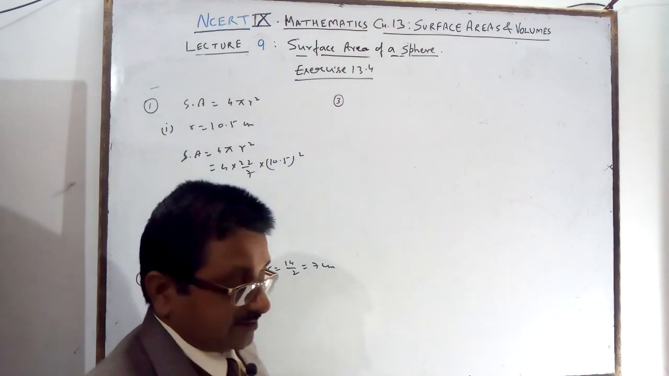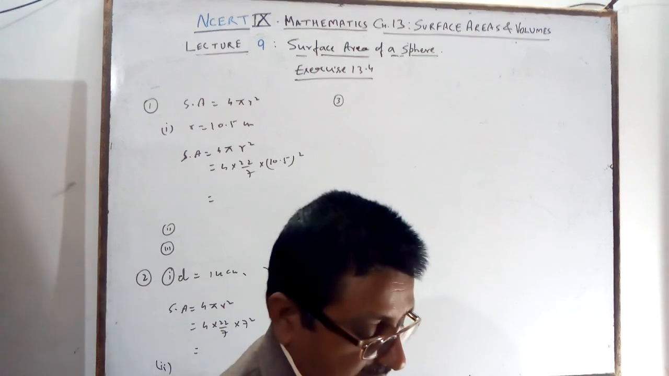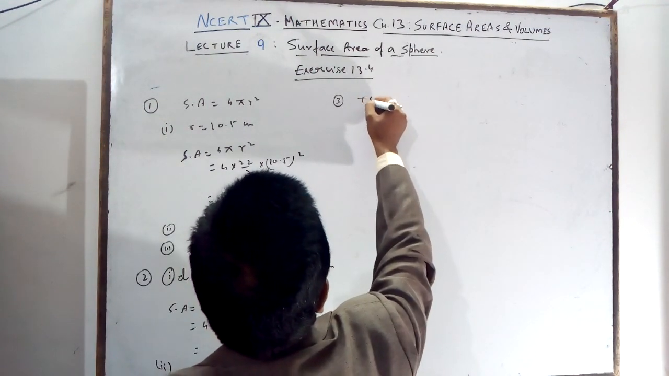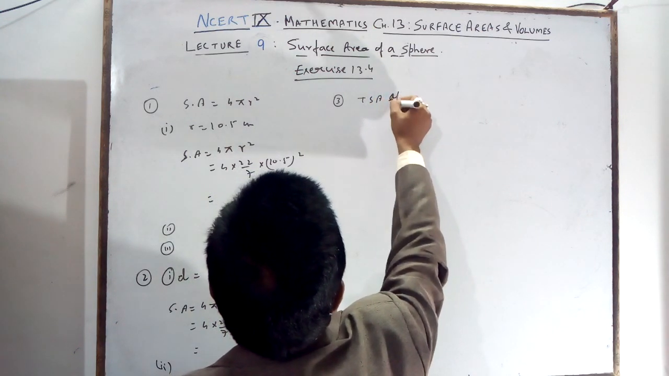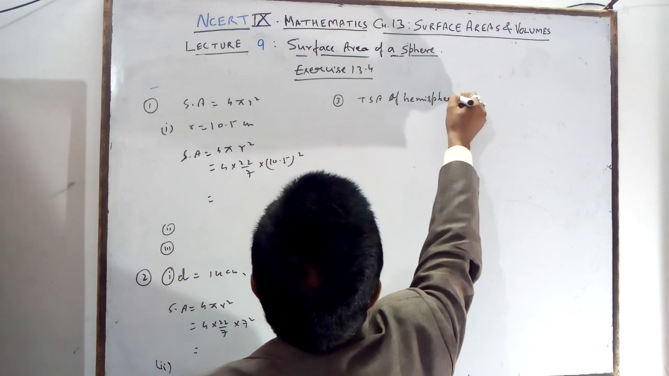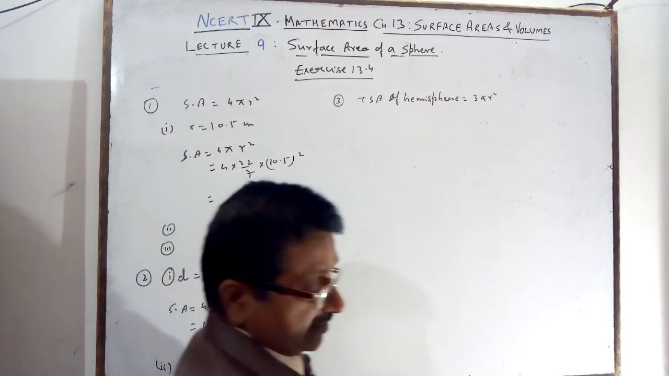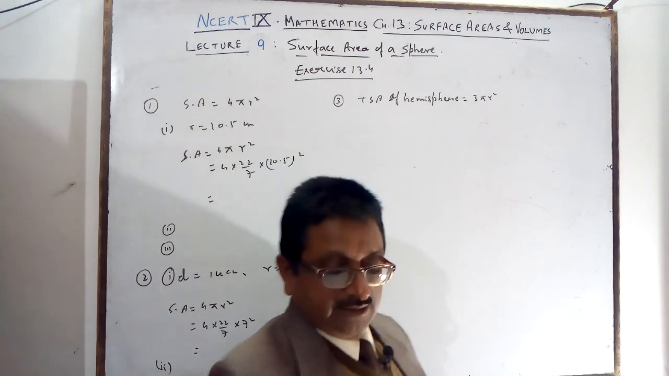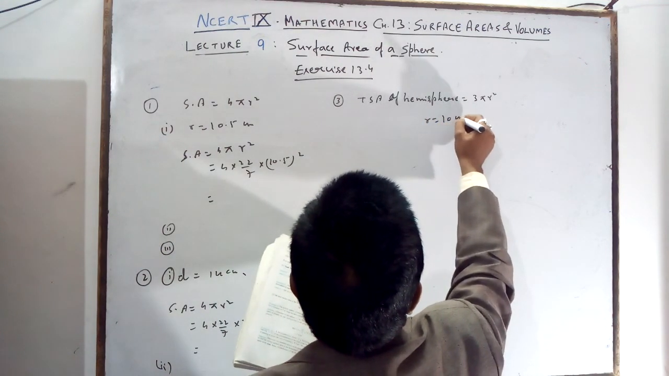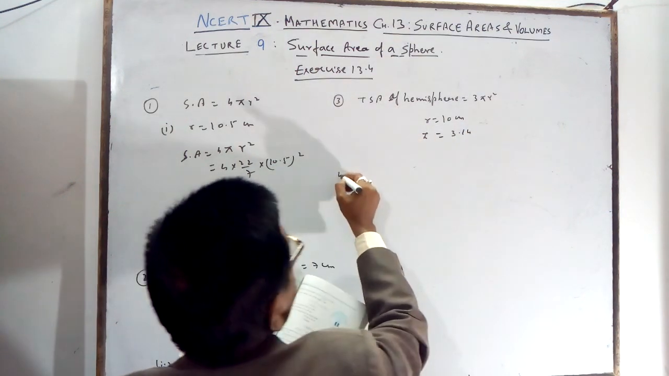Question number 3. What is given in question number 3? Find the total surface area of a hemisphere. Total surface area of hemisphere you want. TSA of hemisphere is equal to 3 pi r square. If the radius is given 10, pi is given 3.14, you put the value and get the answer.